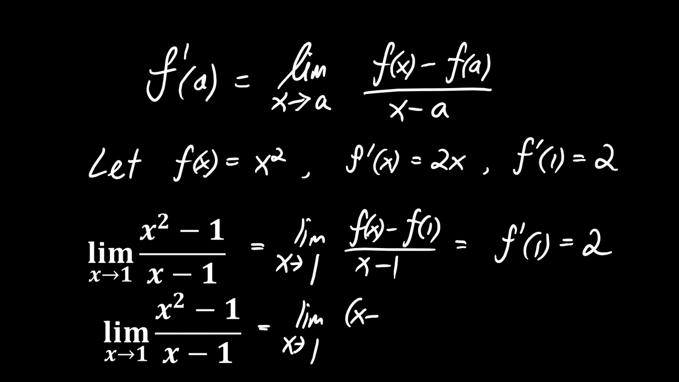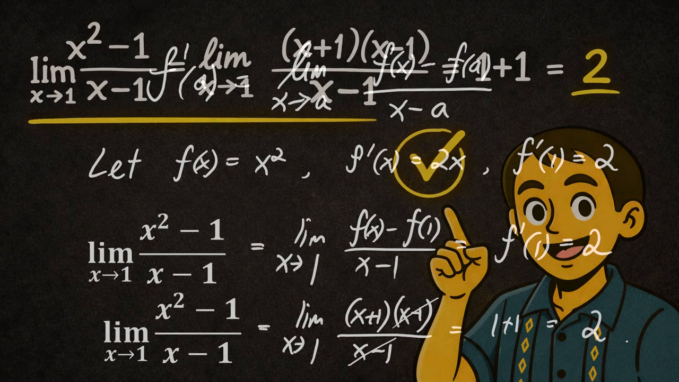This is (x plus 1)(x minus 1) over x minus 1. Since x is close to 1 but not equal to 1, we cancel x minus 1. And substituting x equals 1, we have 1 plus 1, that is 2. So both techniques give us the same answer, 2, for this simple question.